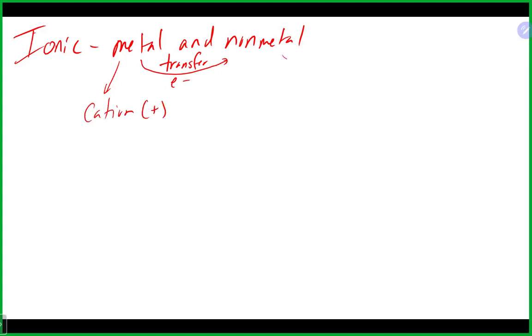We get our positive ion, which is our cation, and we get our negative ion, which is our anion. It's an opposite attraction that holds that together. Now, in terms of naming, there are two types of ionic compounds that we classify, sometimes called type 1 and type 2.